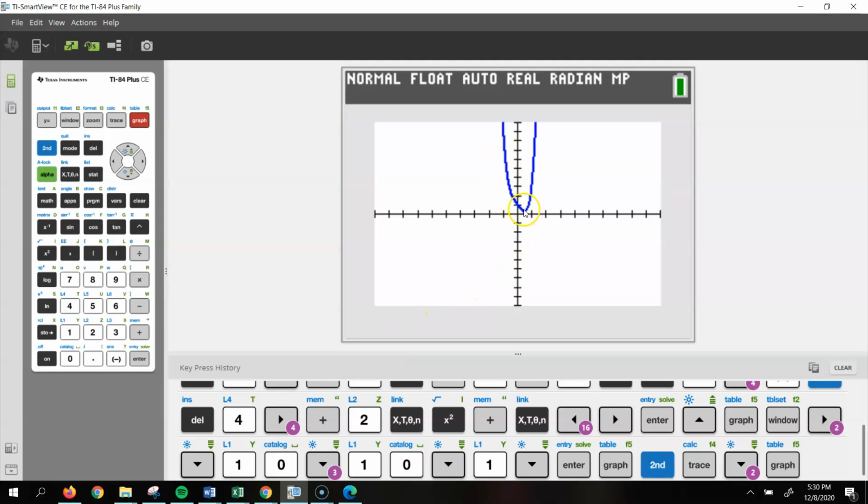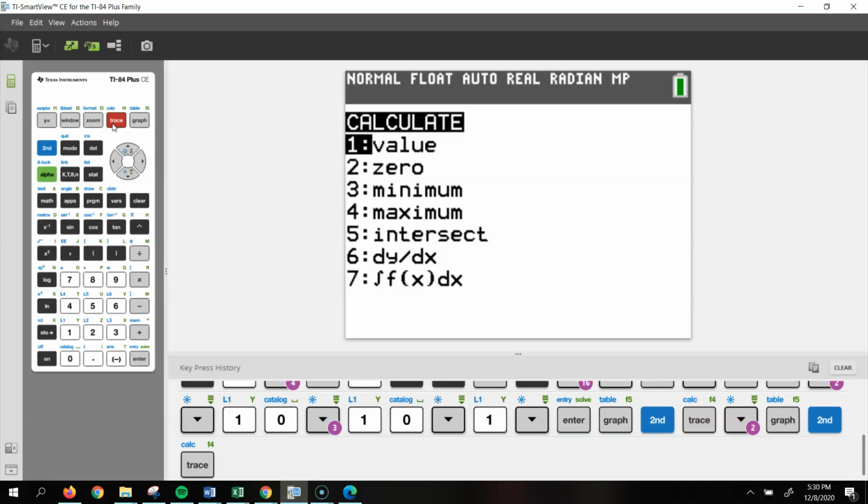It is the lowest point. There's no other lowest point than this. Now, at first it looks like it touches the x-axis, but it really doesn't. To be able to find out what that exact value is, we're going to do second and then trace. So second, so we can calculate. That's what the second trace does, is it gets to these calculations.